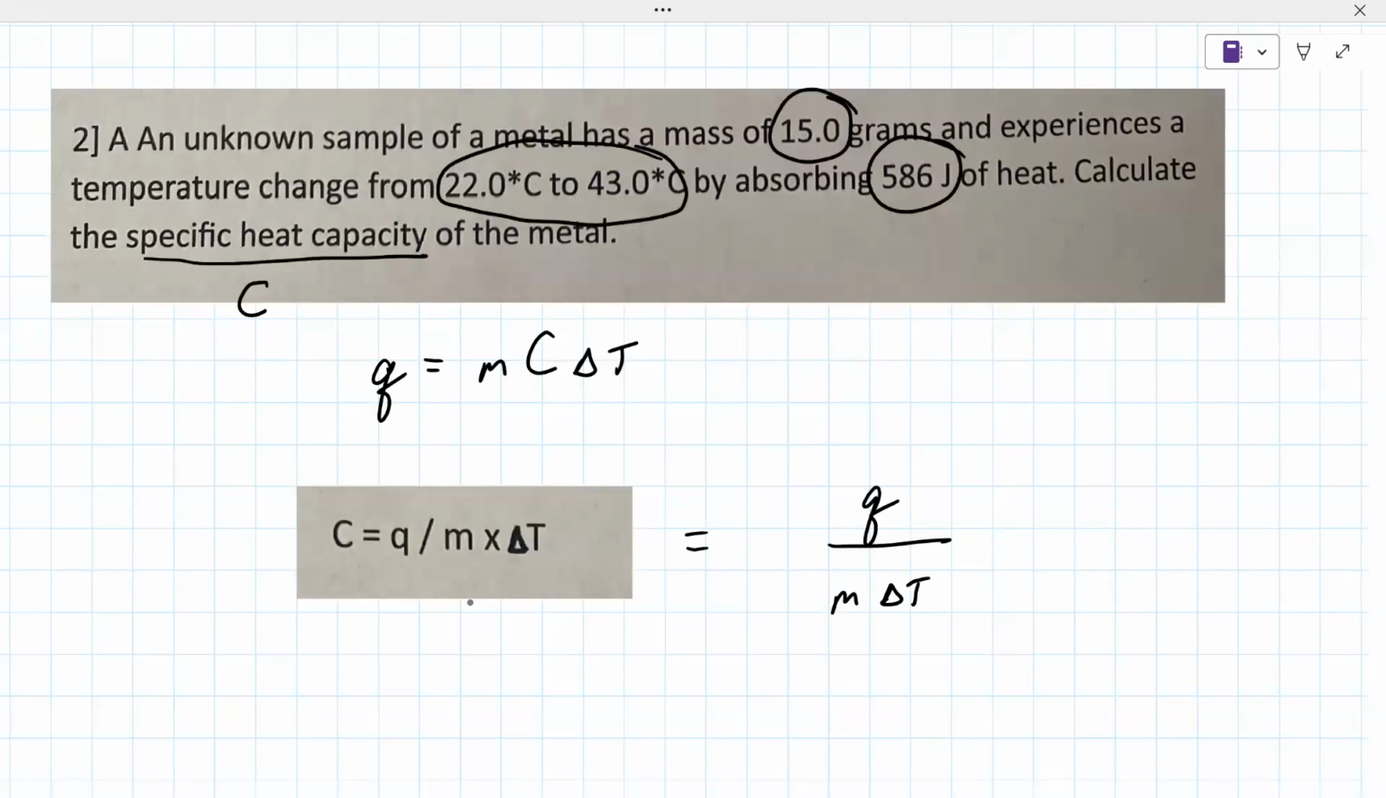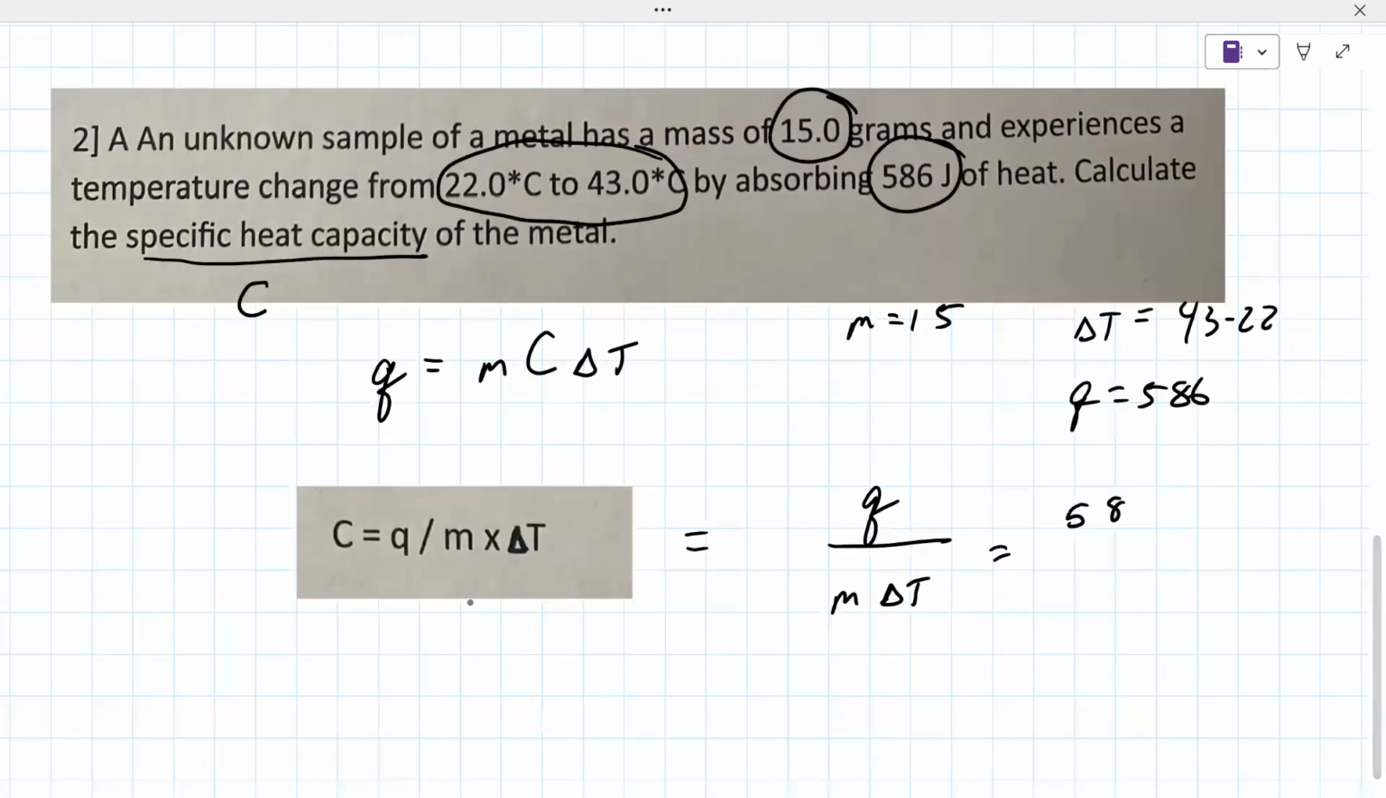15 is the mass, M. Okay, so M is 15. The 22 and 43 is delta T, so delta T ends up being 43 minus 22. And then 586 is the Q, right? Yes. It's good to write those out. 586 divided by 15 times 21.